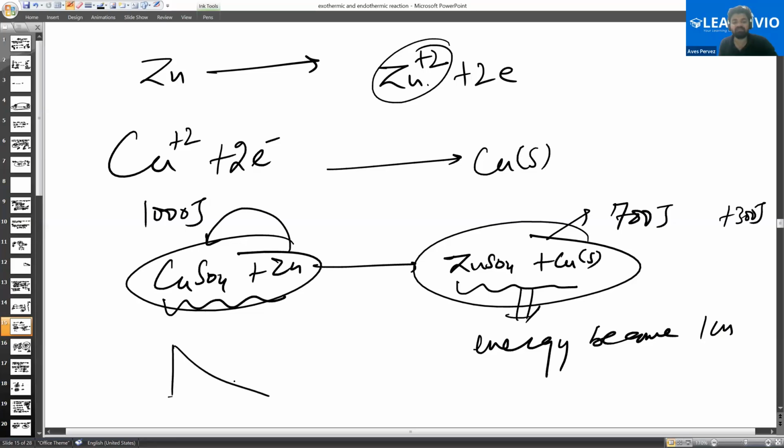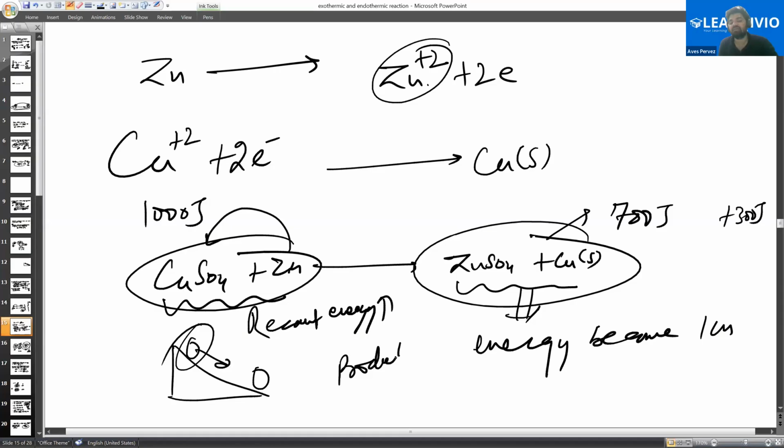Like if the ball is placed here, the ball will come down automatically. Why is the ball coming down? Because it is at a high energy level, it will shift to this. So if zinc is displacing this copper and coming into the arrangement of ZnSO4 by its own, on its own, no energy is needed. So this means why has it happened on its own? Because the reactant energy is more. Reactant energy is more than product energy. Product's energy is less, reactant's energy is more.